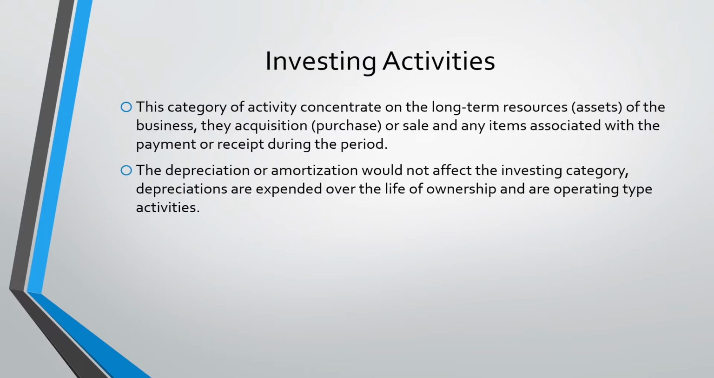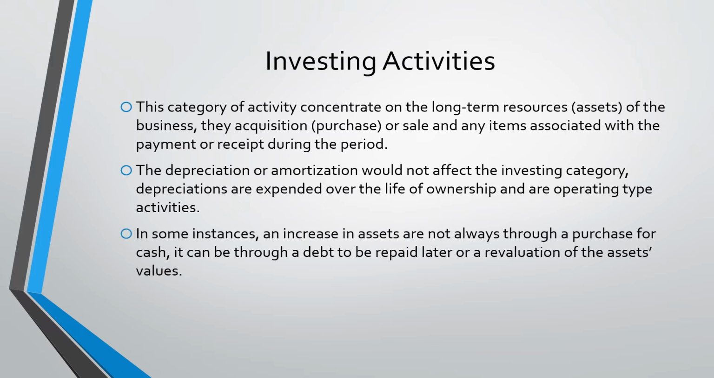Depreciation is expensed over the life of the ownership of the asset, and that is usually considered an operating type of activity. So therefore, you will find the adjustment for depreciation under the operating activities category and not under the investing activities category. Now, there are some instances where an asset may increase, and it does not always have to be a purchase to cause the asset to increase.